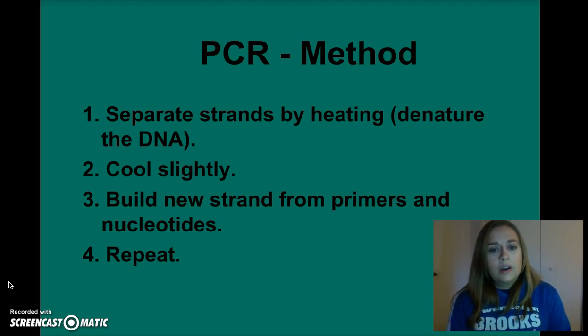So how do we do PCR? You are going to separate the strands by heating, which would denature the DNA.